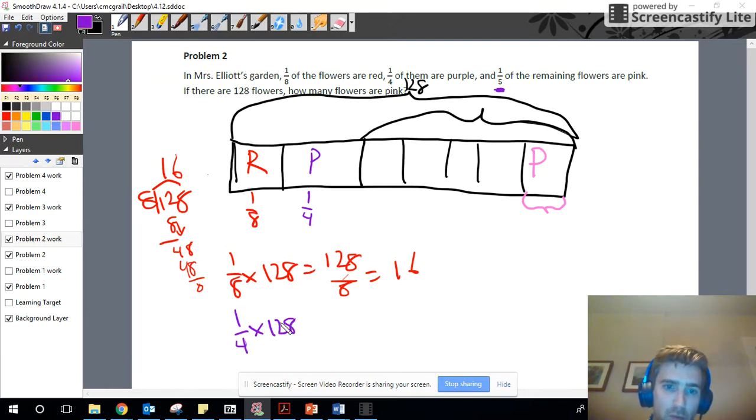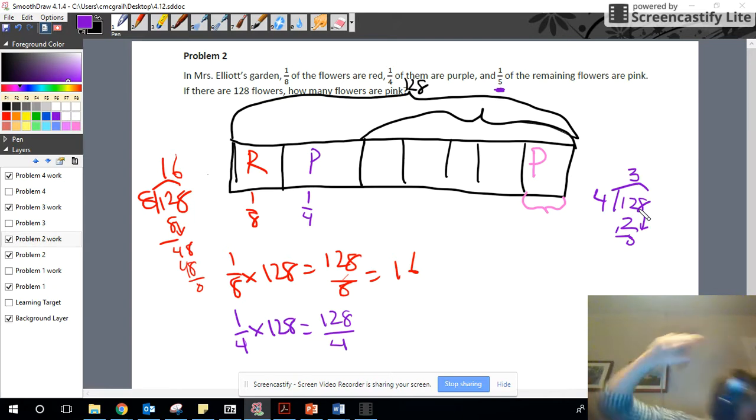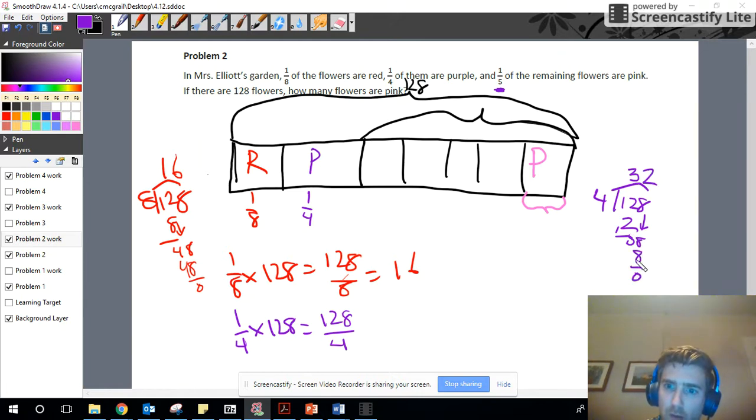I also don't really want to do 128 divided by 4 in my head. So I will show my standard algorithm, 128 fourths. 4 can go into 12 3 times. My water bottle's rattling on the table. I'm going to move it. My remainder is 8. It goes in 2 times. So I know that there are 32 purple flowers.